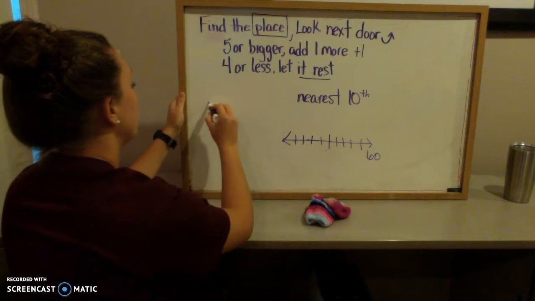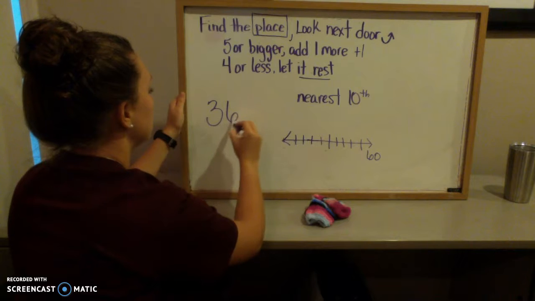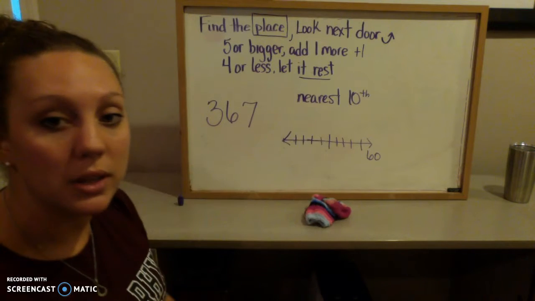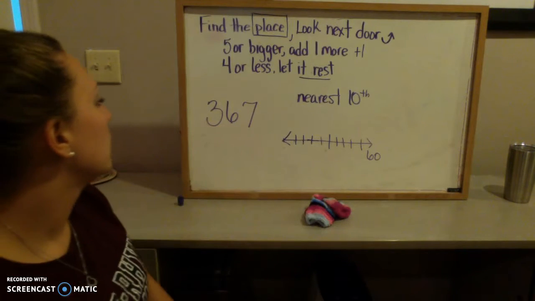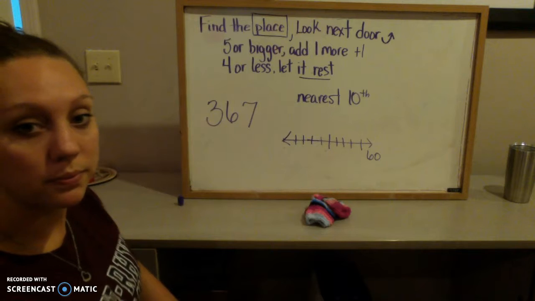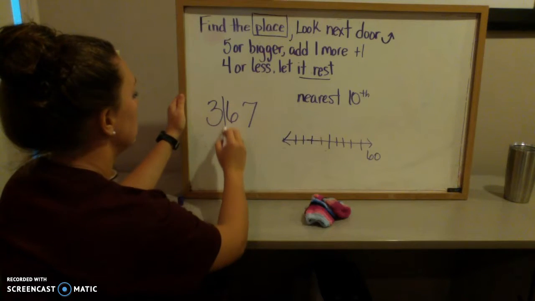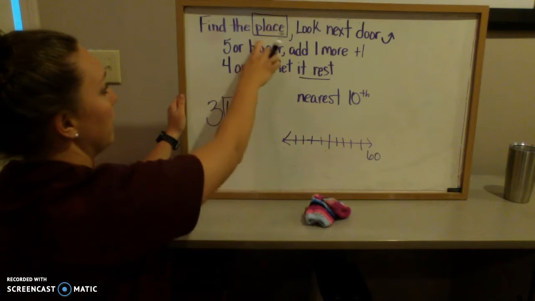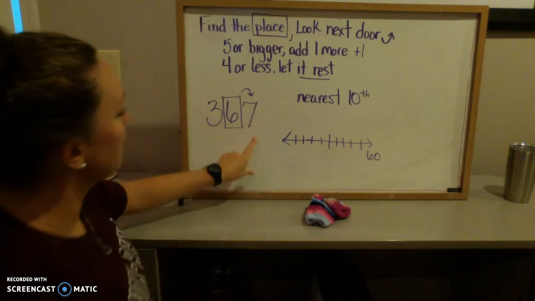What if we have 367? And I'm still wanting to round to the nearest tenth. Which one of these numbers would be in the 10th place? Try this one with me. So we know that the 6 is in the 10's place. So we found our place. We're going to look next door, which is 7.